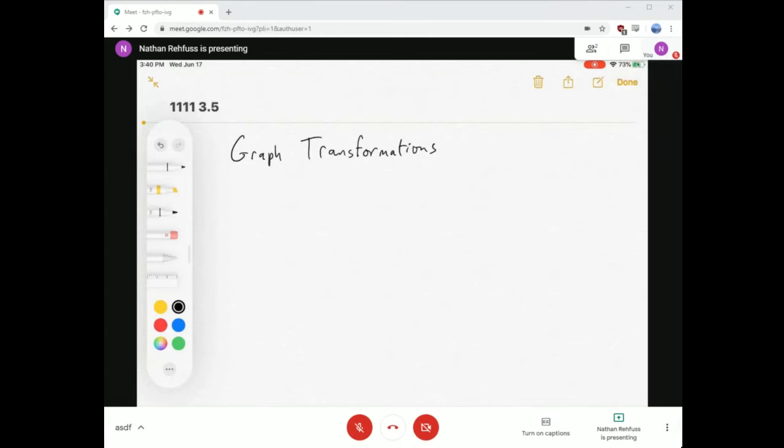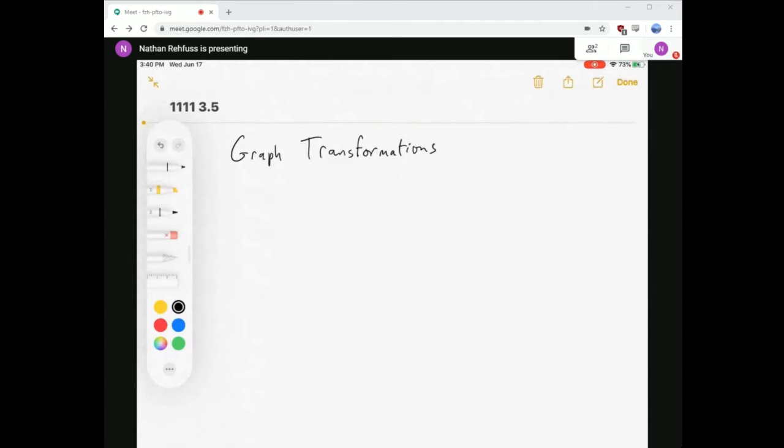Today we're going to talk about graph transformations. This is one of my favorite lectures in the unit, in the whole class even, because it's going to let us see how the geometry and algebra of graphs go together piece by piece. We're going to be able to dissect formulas and understand how they work.